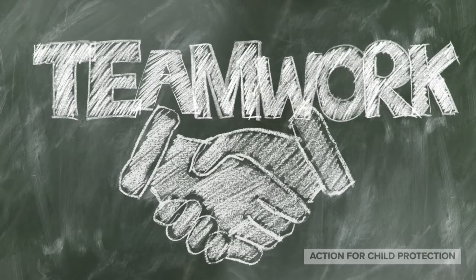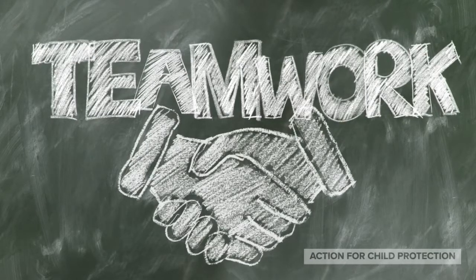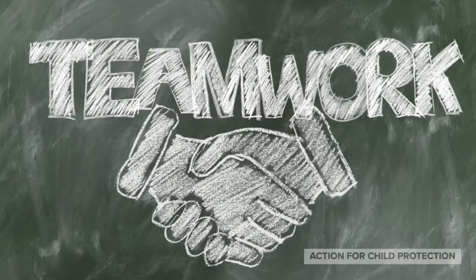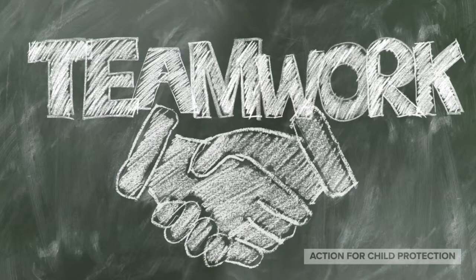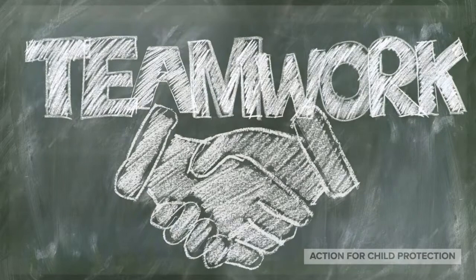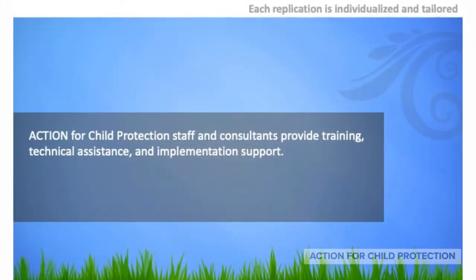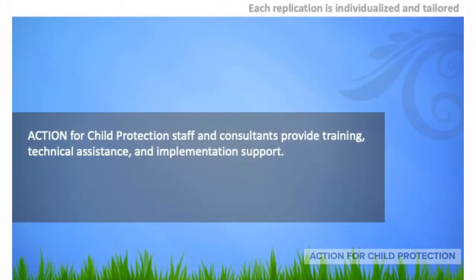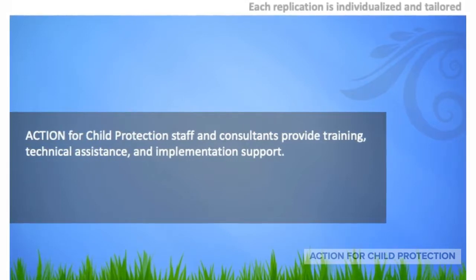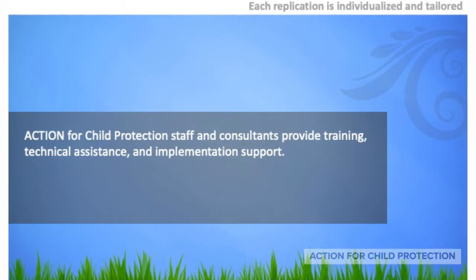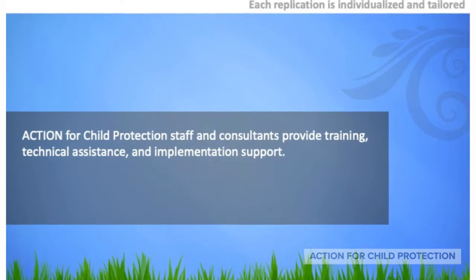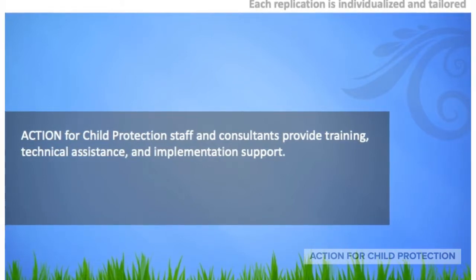Staff receive at least an hour of supervision and coaching individually each week, and as a team, there's group supervision at least for an hour, again using the coach approach to support staff to critically learn and grow. Action for Child Protection, a national nonprofit, staff and consultants provide training, technical assistance, and implementation support. Programs sometimes also sign up for individual coaching for their supervisors. Please let us know if we can answer other questions.